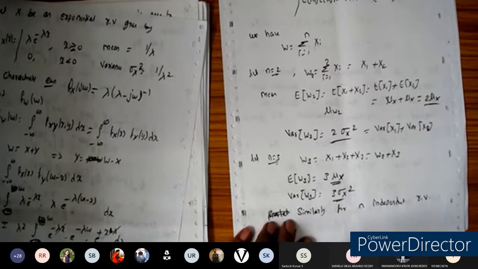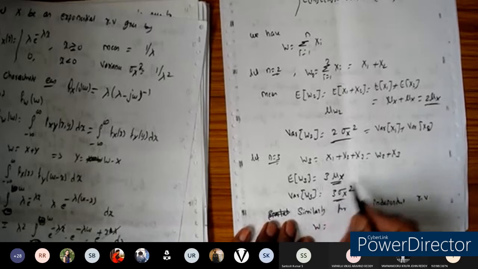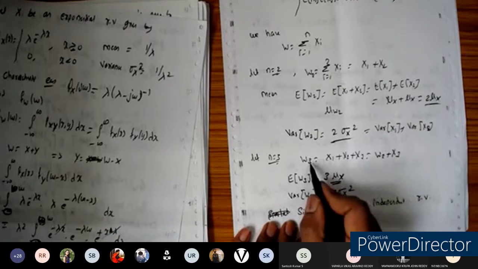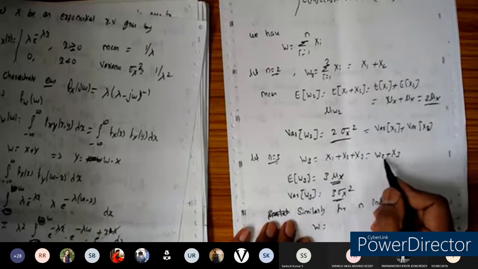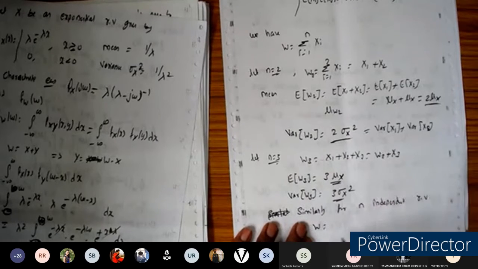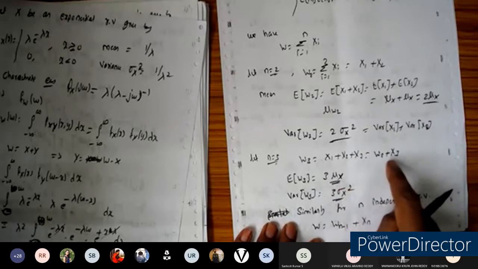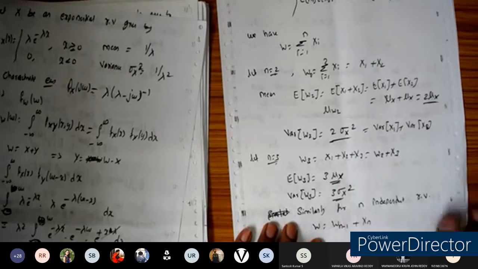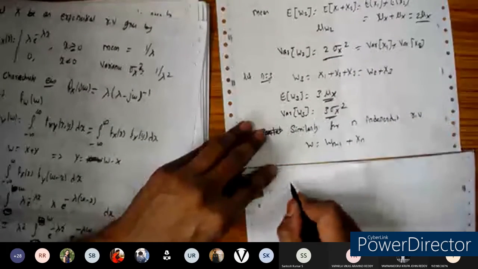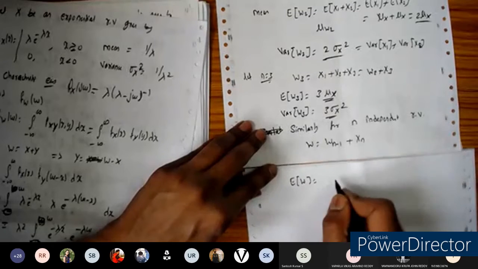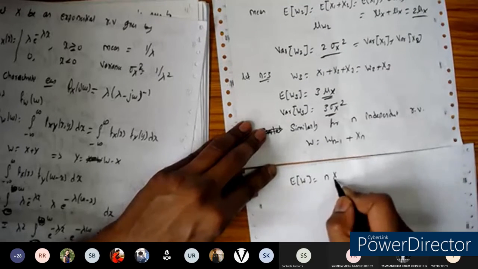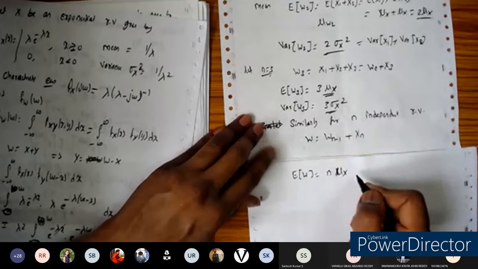So W, as we have taken here, was W2 plus X3 when n is equal to 3, that is, the previous one plus the next one. In a similar general way, we can write W equal to W(n minus 1) plus Xn. Then the mean of this nth sum, the expected value of W, will be n into mu X.